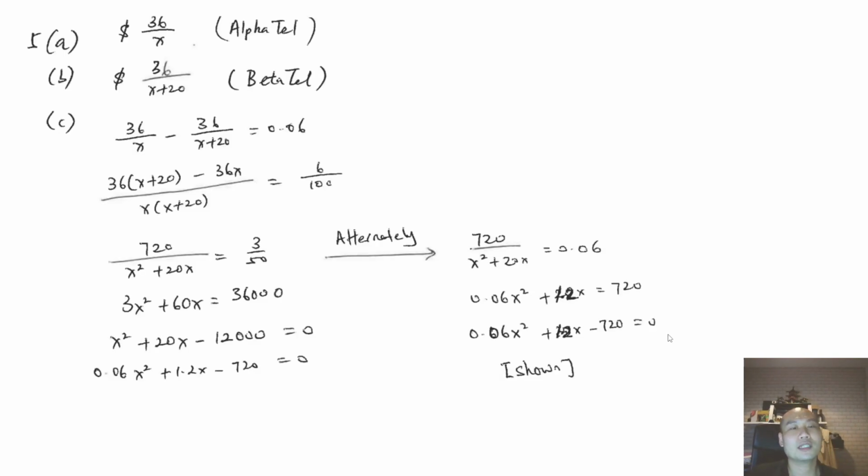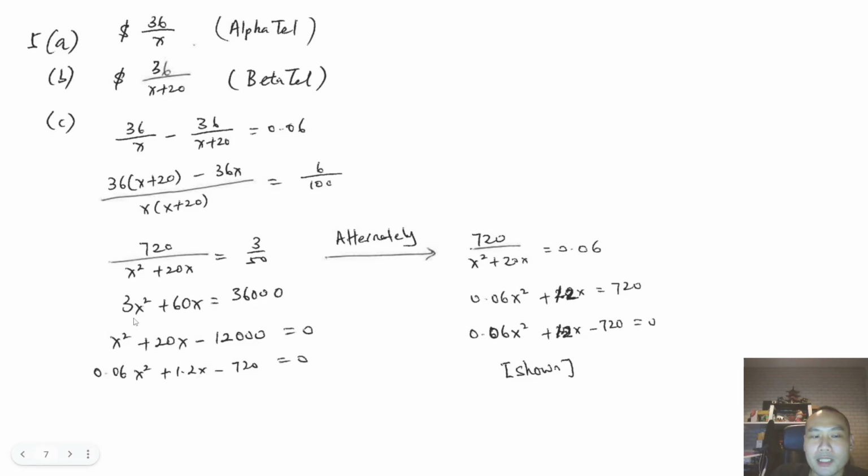Right, question 5. This time round, what do we have? Alpha tau, 36 over x dollars, right? Beta tau, let's increase the x by 20, so 36 over x plus 20. So we have the two expressions over here. Then they tell us that the difference is 6 cents, so $0.06. So the difference, just subtract one from the other, we get 0.06. Common denominator, right? Simplify, and then after that cross multiply.